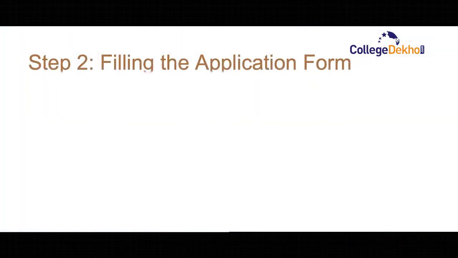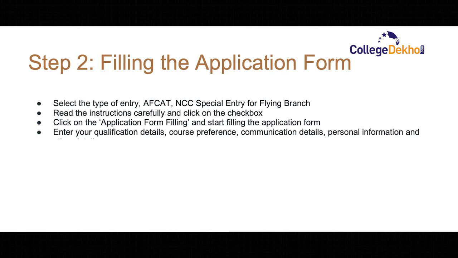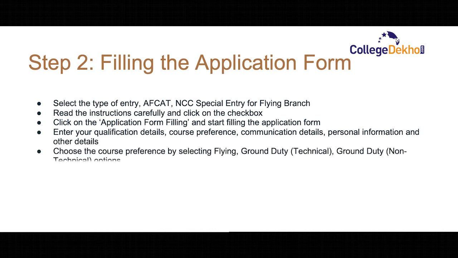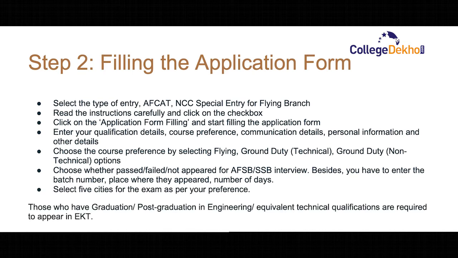After login, you have to select the type of entry, FCAT and CC special entry for Flying Branch. Then you can read the instruction carefully and click on the checkbox to proceed to the next stage. Once done, you can click on the application form filling and start filling the application form.